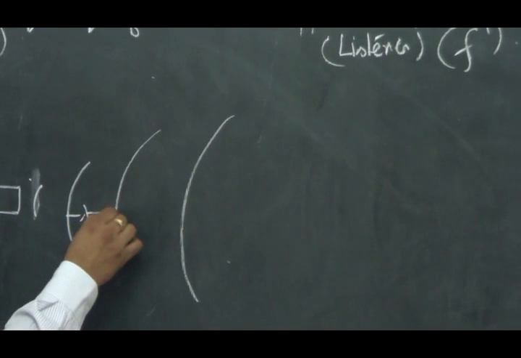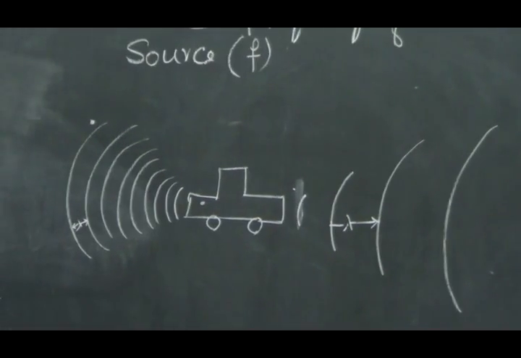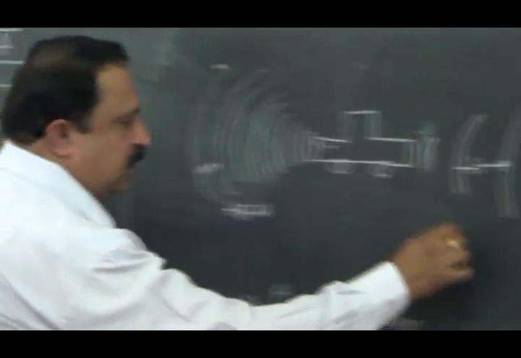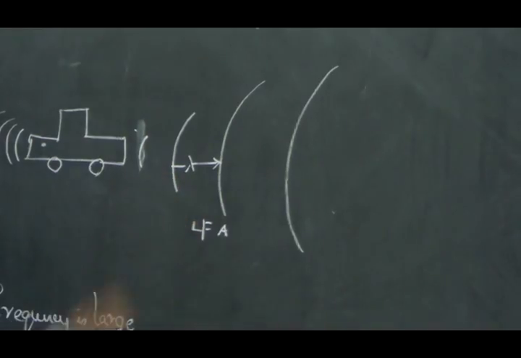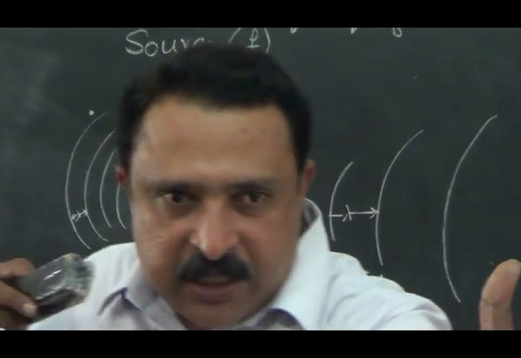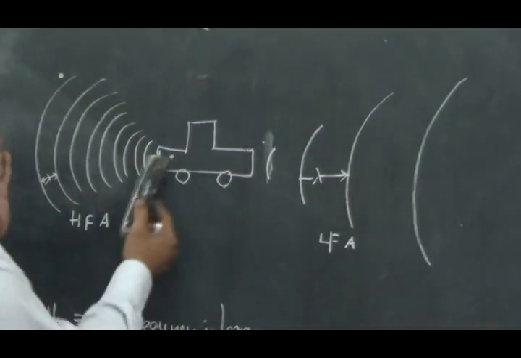Now here in this region you see lambda is larger, so frequency is small. This is high frequency area and this is low frequency area. So you are there and car is coming towards you. The waves are a bit compressed here.